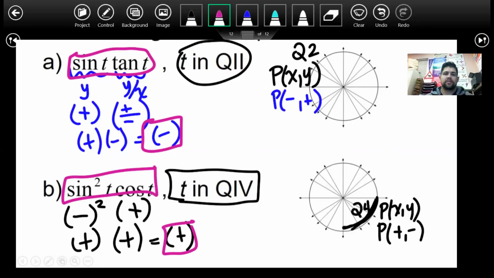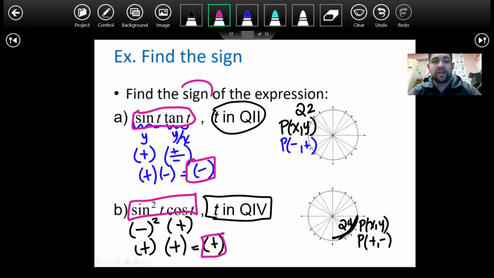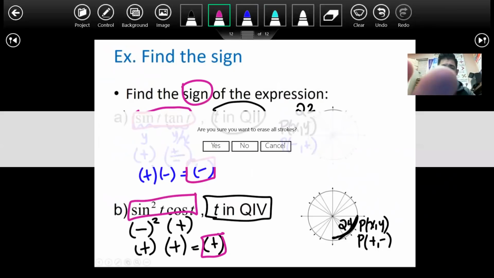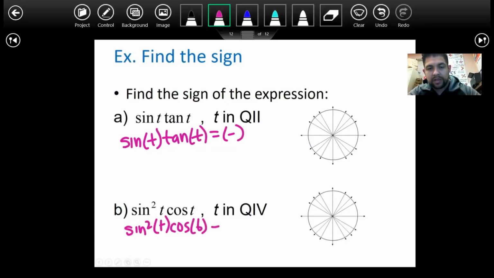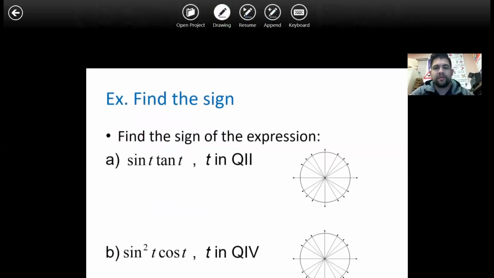Okay. And again, I'll try to make sense of this more tomorrow if it's confusing you, but all I'm asking you is to find the sign. Sign means whether it's positive or negative. So in this case, I'm going to clear this. Our answer for the tangent is going to be negative, and we know that the bottom one, sine squared t cosine t, is going to be positive. So that's all I'm asking you guys to do. Very simple, very straightforward.